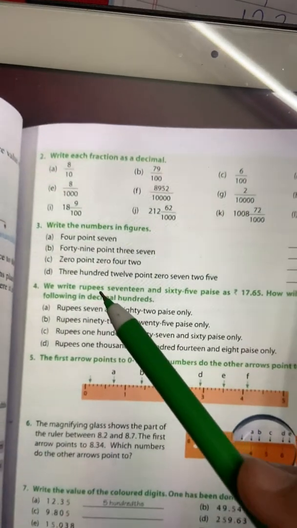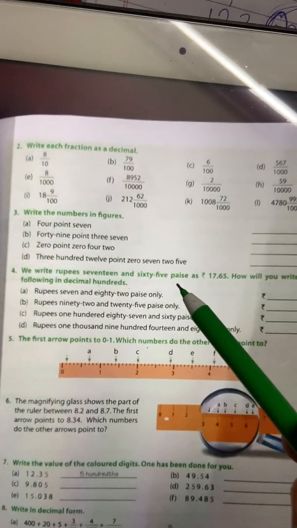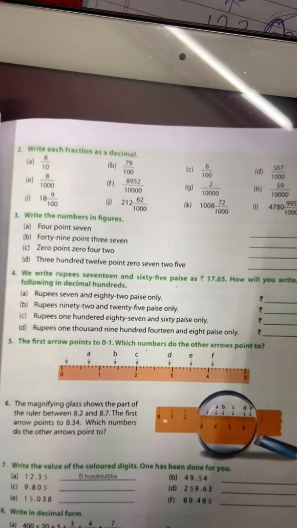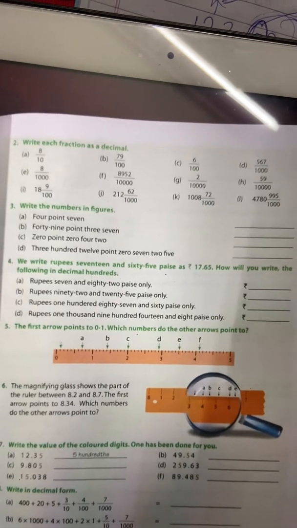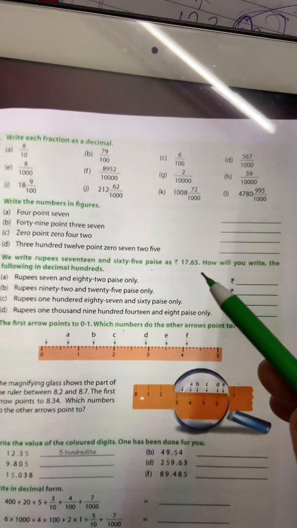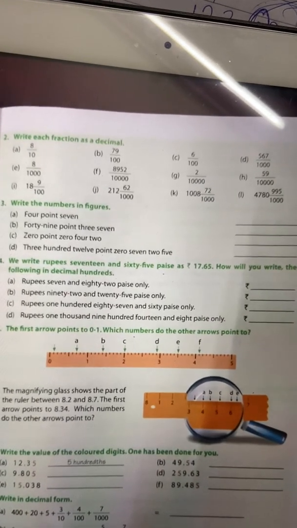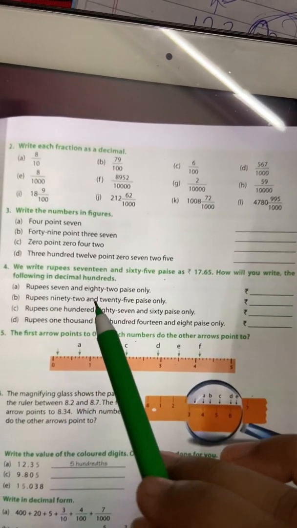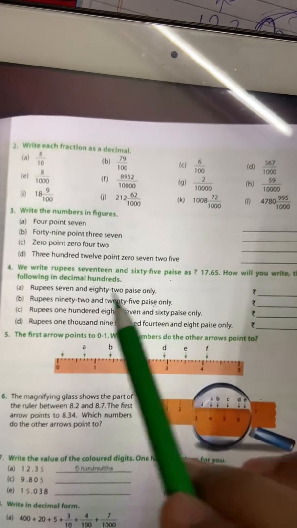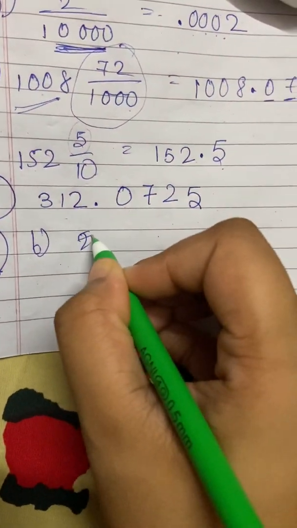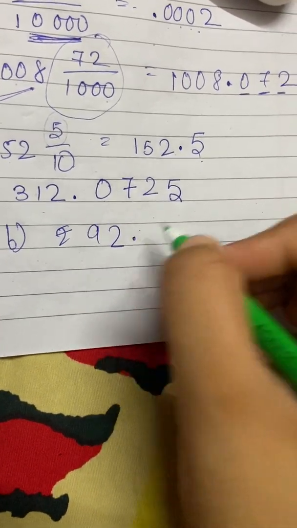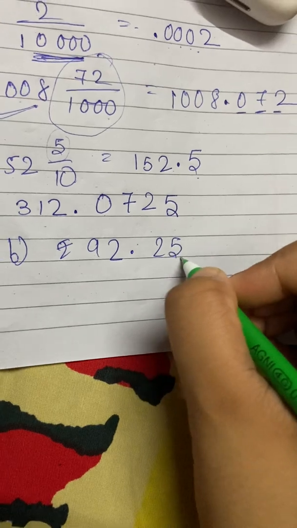We write rupees 17 and 65 paise as this. 17 rupees is written in whole number part and paise is written in decimal part. So how will you write the following? Suppose question number B, rupees 92 and 25 paise. So rupees 92, and means point. Now 25 paise, so 25.